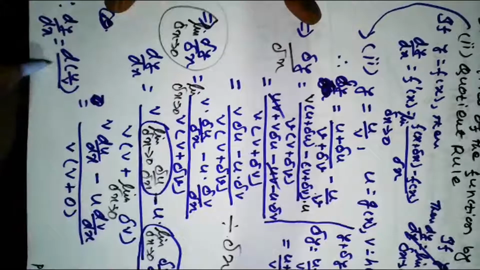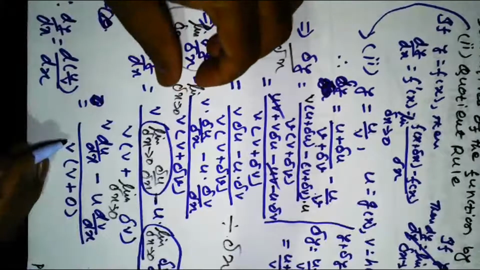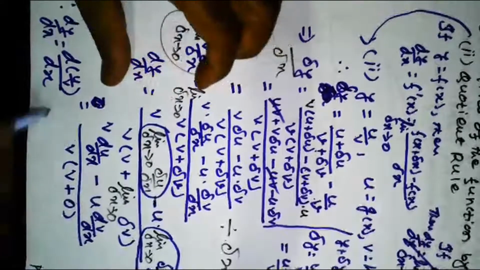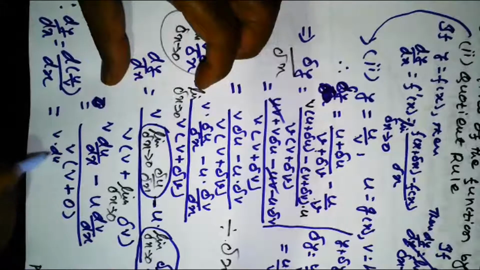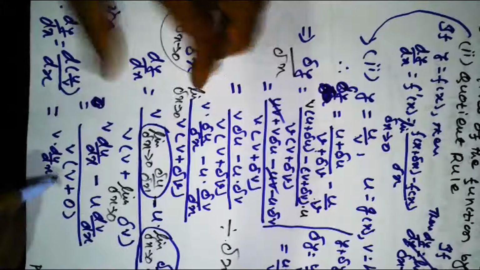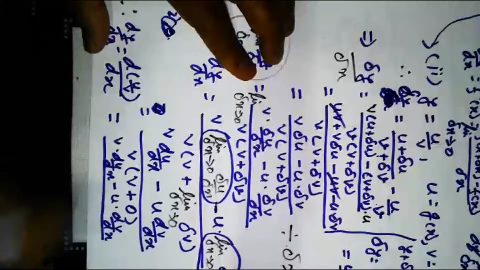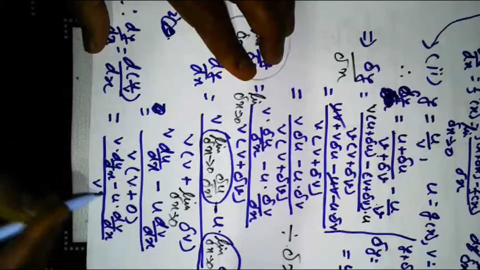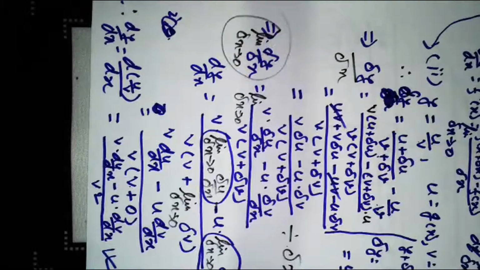So therefore dy by dx, that means u divided by v, that is the quotient of u and v. If you find the derivative of this, your formula now becomes v du by dx minus u dv by dx, and the whole thing will get divided by v times v, that is v squared.